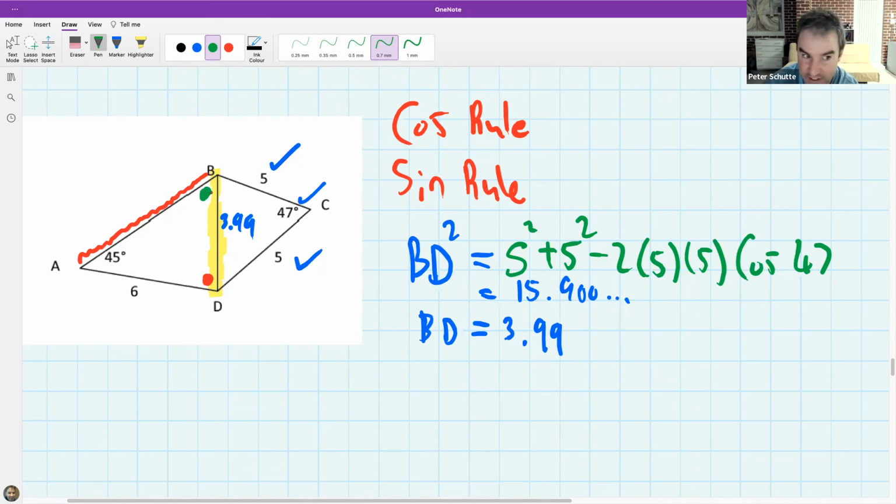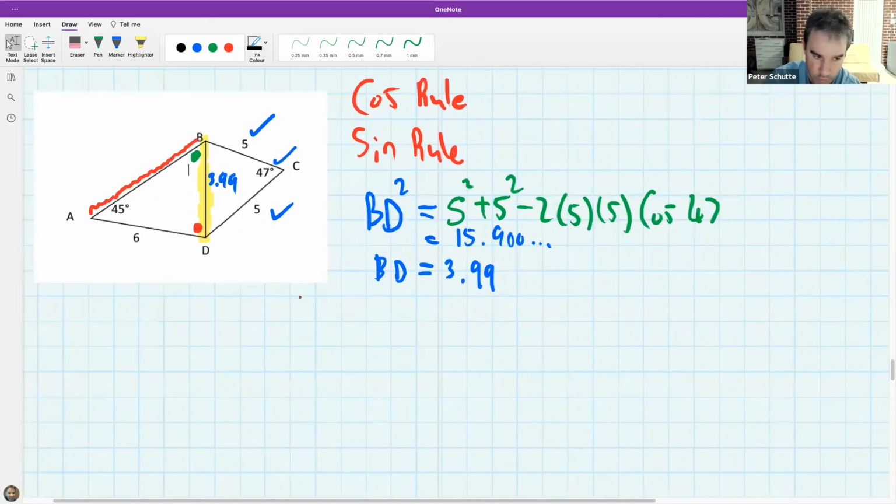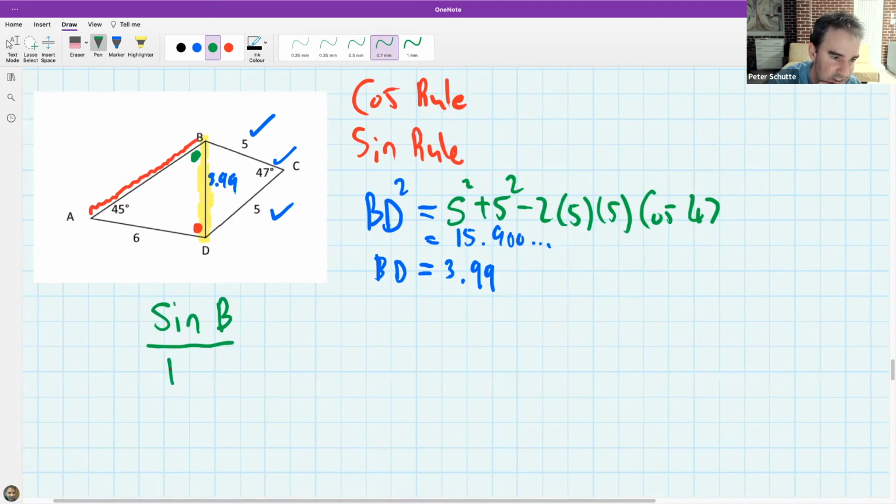Okay, now I don't think we can get that, but I do think we can get that one. And the thing is, I know that all triangles add up to 180. So I'm going to suggest, can you use the sine rule to find me that angle? And because of time, I'm going to give you a bit of a hint. I think I can write the sine of B over 6 is equal to something else.